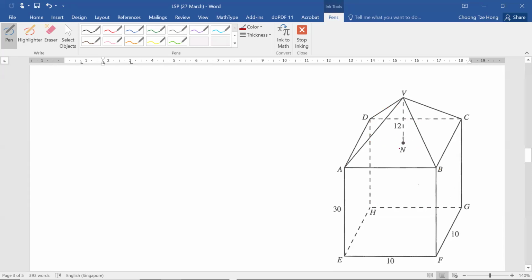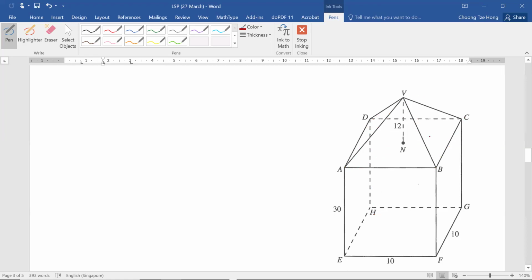Since this is a right pyramid, all the four triangles are the same, since the lengths AB, BC, CD, and AD are all 10. So in other words, we just need to find the area of one triangle. Let's say we find the area of triangle VBC, then we can multiply by 4. So let's go ahead and find the area of one triangle.